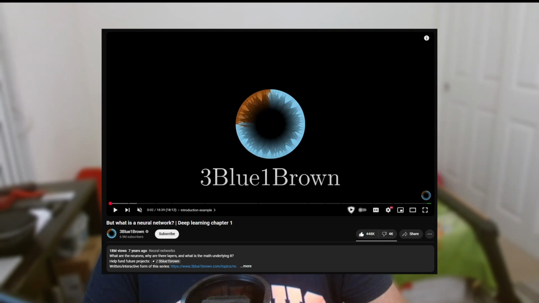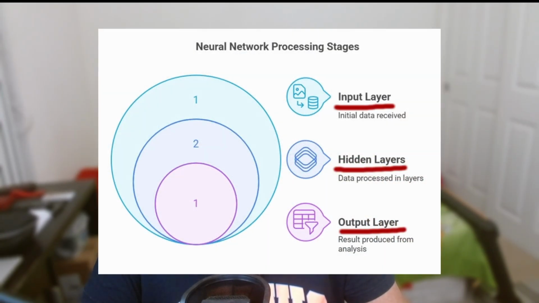So now we're going to be moving on to discussing 3 Blue 1 Brown's deep learning chapter 1 video about what is a neural network. So to address the question of the video, first of all, what is a neural network? So a neural network is a structure that processes information in layers. So these layers include the input layer, which takes in the data. It could take in something like a picture of a number, for example.